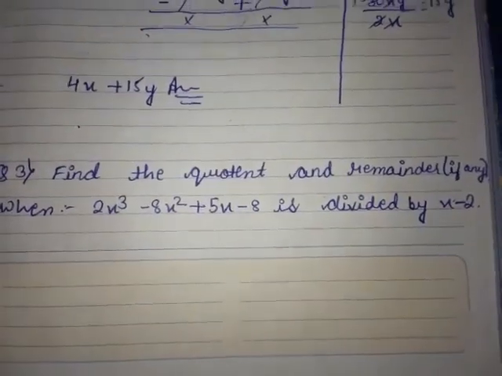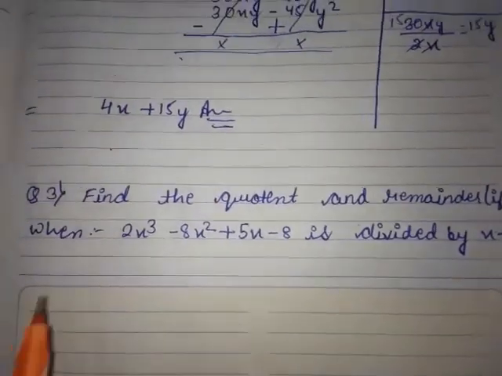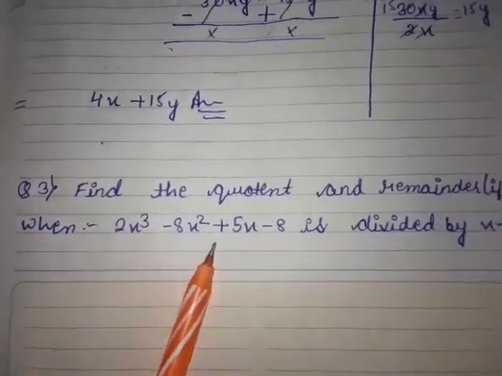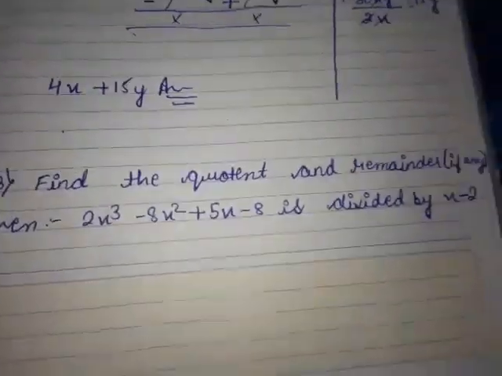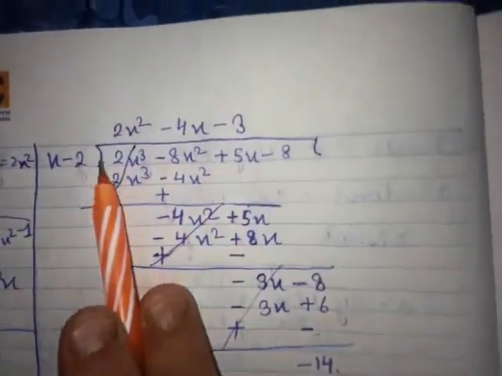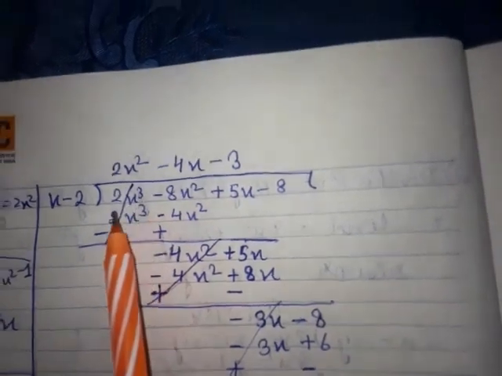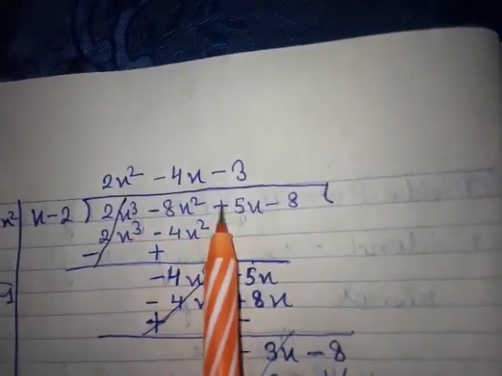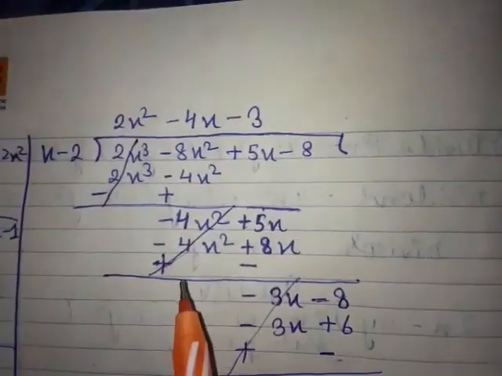Third question is, find the quotient and remainder, if any, when 2x cube minus 8x square plus 5x minus 8 is divided by x minus 2. As the terms were already arranged, we have written it in the same way as you saw in the last question. X minus 2 divided into 2x cube minus 8x square plus 5x minus 8. We will be following the same rule.